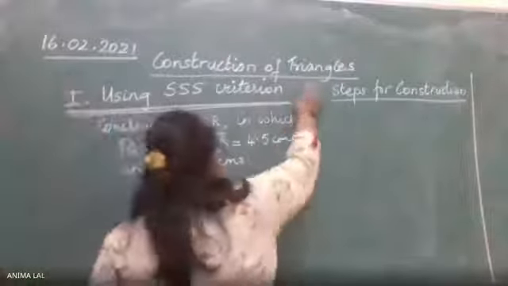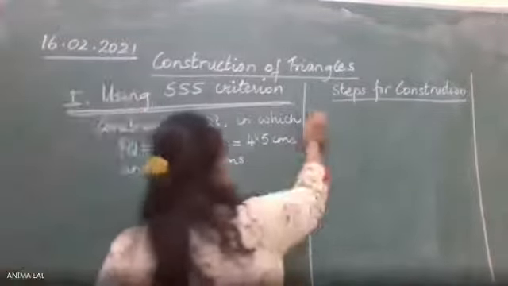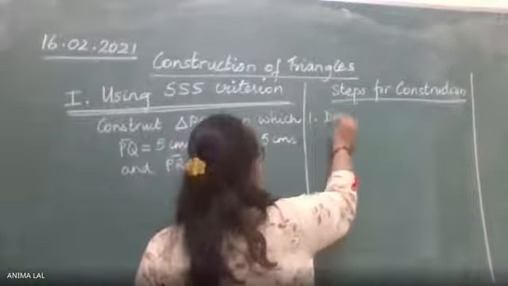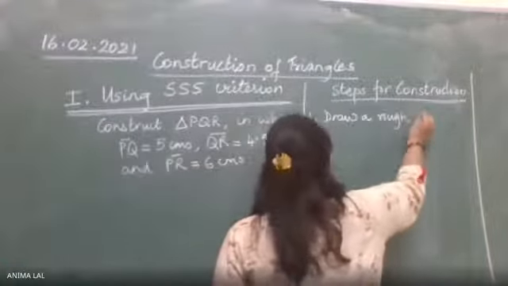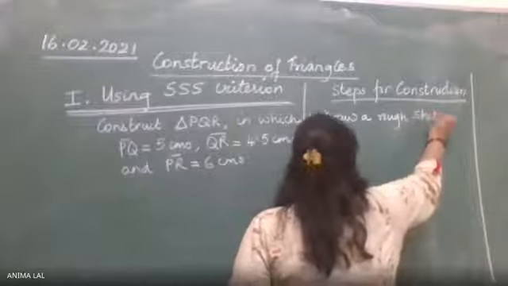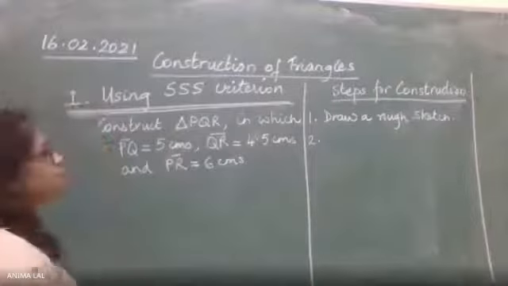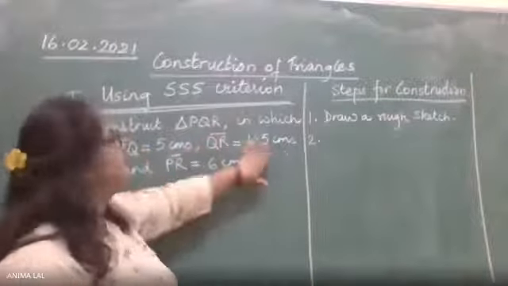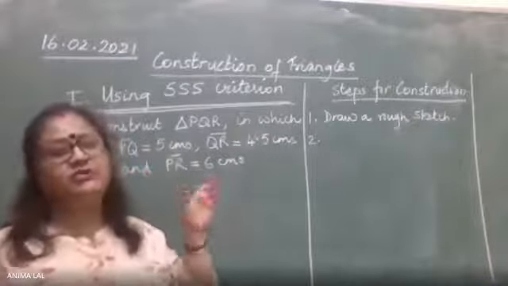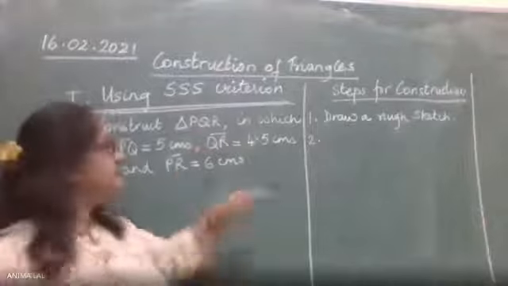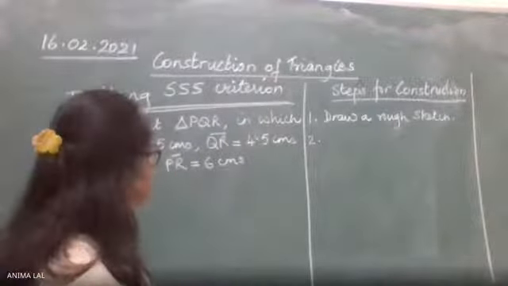Okay. Now, the steps for construction, the first step is always to draw a rough sketch. That is your first step. So we will draw the rough sketch using the measures that are given here. Rough sketch means that it should not be accurate. We are just placing the triangles, okay? So I will draw the rough sketch here.